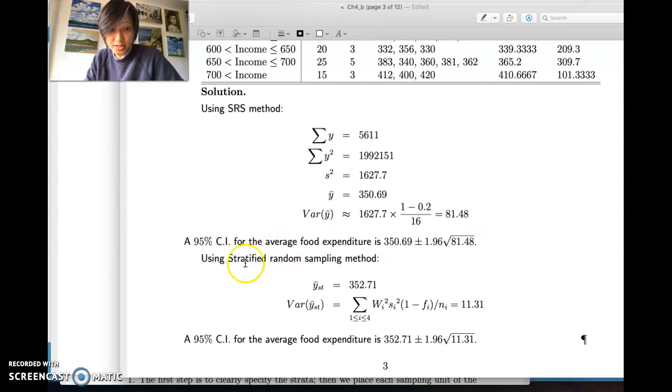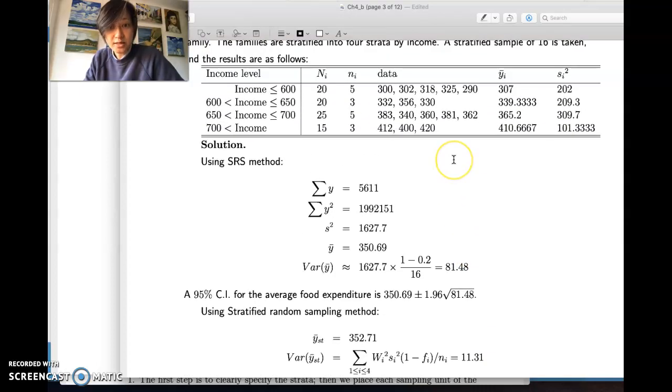So I would say that using stratified random sampling is superior to using simple random sampling. What's the reason? Because we carefully divide the population into strata, and within each stratum they are more homogeneous.